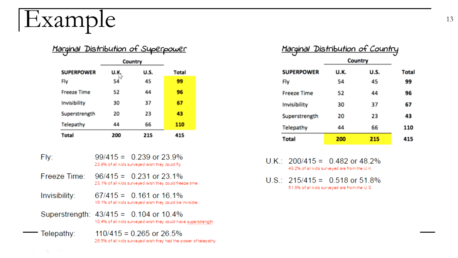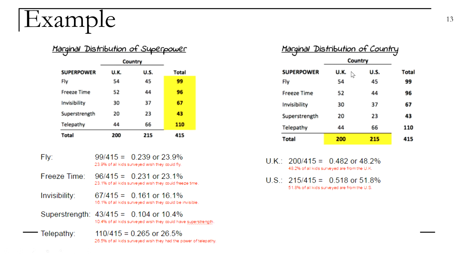54 from the UK said flying is their favorite superpower. 66 from the US said telepathy is their favorite superpower. And this is overall: 99 out of 415 overall, so 23.9% said their favorite was freeze time. The actual favorite overall was telepathy. 26.5% overall said their favorite superpower would be telepathy.